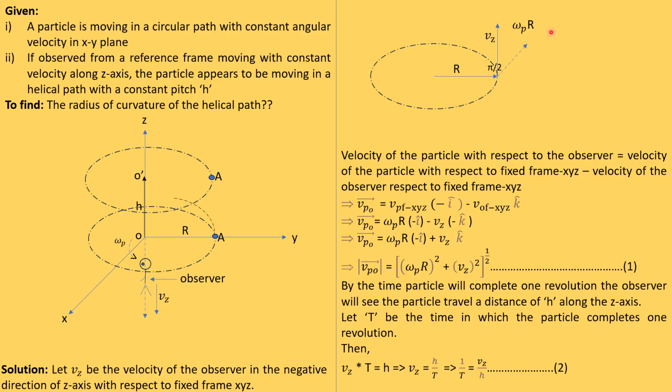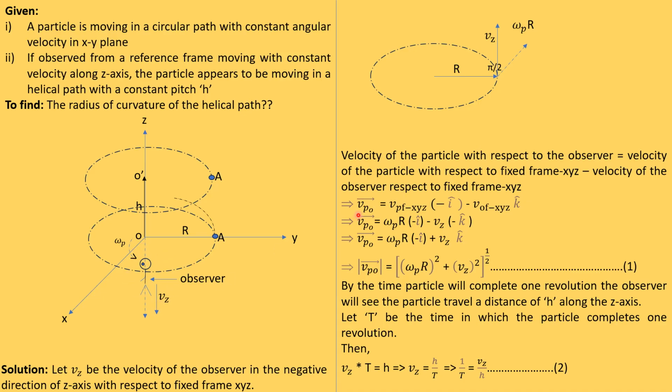So we can show the velocity of the particle at A with respect to the observer as omega p into r, which is the tangential velocity of the particle on the circle along the negative of the x-axis, and vz is the velocity of the particle relative to the observer.